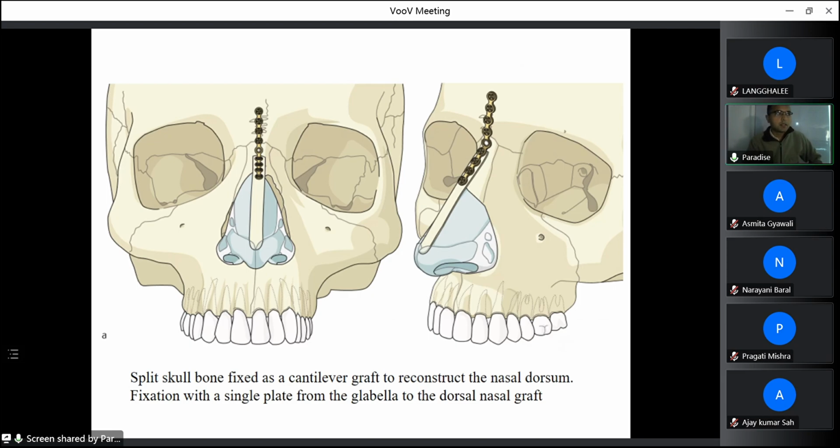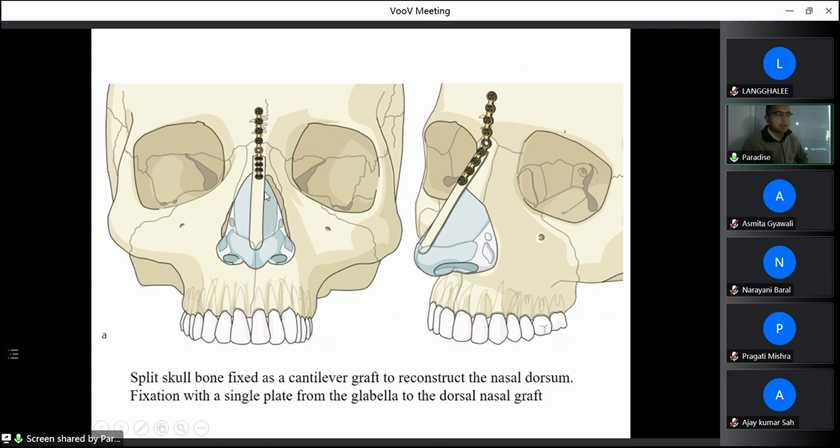So if the nasal bridge is comminuted, if you can't reduce it, if there are small pieces of bone, in that condition you might have to use bone graft, and you have to stabilize the bone graft with this cantilever plate. Okay. Split skull bone is fixed as a cantilever graft to reconstruct the nasal dorsum, with fixation by a single plate from the glabella to the dorsal nasal graft.